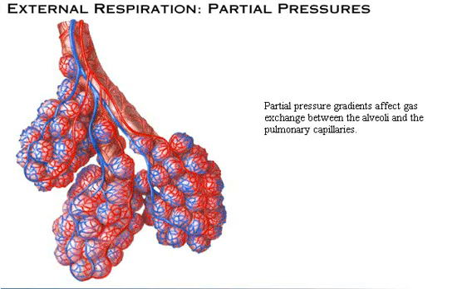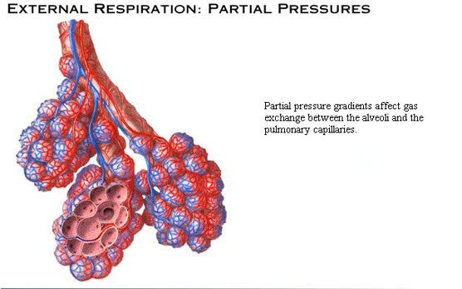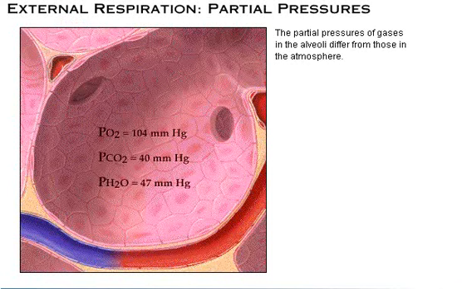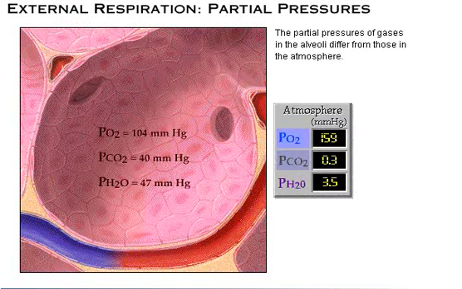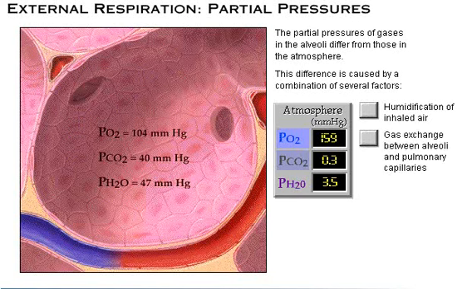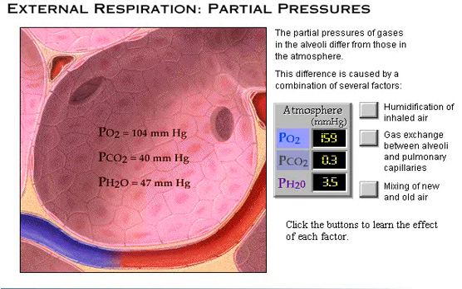Let's see how partial pressure gradients affect gas exchange between the alveoli and the pulmonary capillaries. Click the box to see partial pressures within an alveolus. Notice that the partial pressures in the alveoli differ from those in the atmosphere. This difference is caused by a combination of several factors: humidification of inhaled air, gas exchange between the alveoli and pulmonary capillaries, and mixing of new and old air. Click the buttons to learn the effect of each factor.